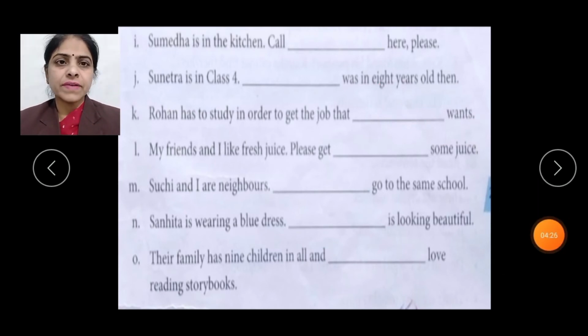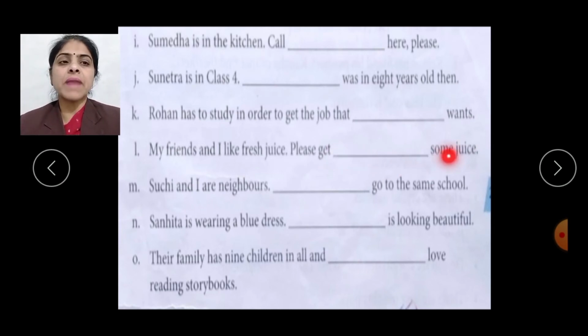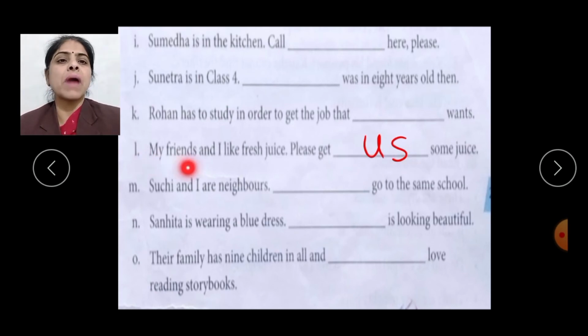After that, the next one is, my friends and I like fresh juice. Please get blank some juice. As this blank refers to my friends and I, we need an object pronoun for this. That will be "us". So, the sentence is, my friends and I like fresh juice. Please get us some juice.